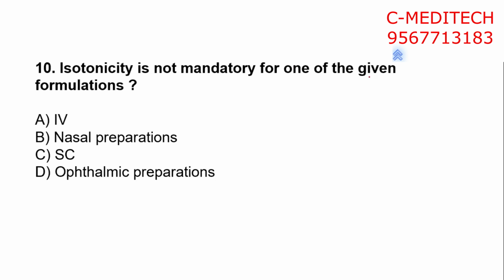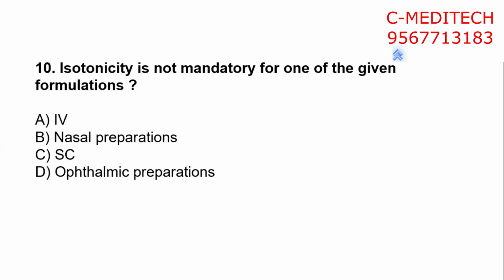one of the given formulations. So now let's see the options one by one. Option A, IV route. Option B, nasal preparations. Option C, SC route or subcutaneous route. And option D, ophthalmic preparations. We know that IV and SC are parenteral preparations, and nasal preparations and ophthalmic preparations are also needed to be isotonic in nature. So which option to be chosen?